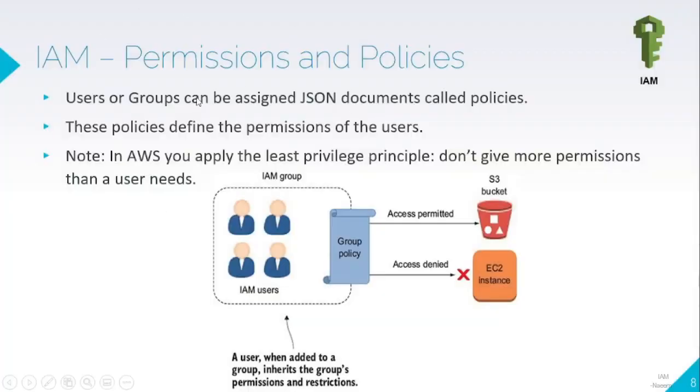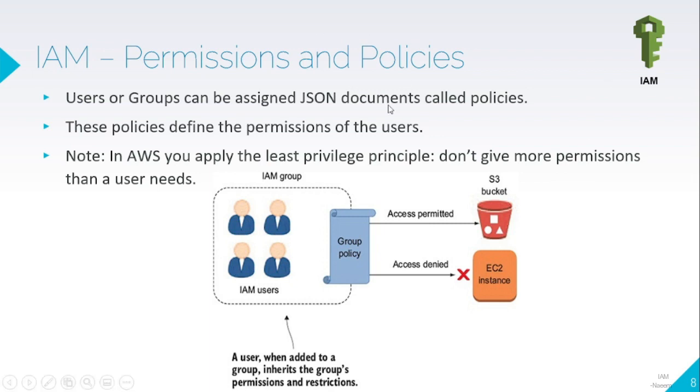So how are we going to give permissions and policies? Like I told you, we are going to give different permissions for different groups. Okay, so users or groups can be assigned JSON documents. JSON documents are nothing but the set of rules or the policies, or I can also call them a protocol. These policies define the permissions of the users. So the policy or the protocol or the JSON document are all the same. There are only different names.